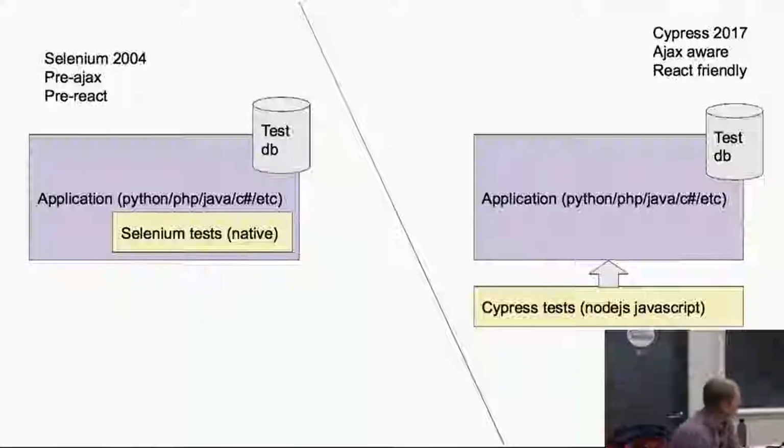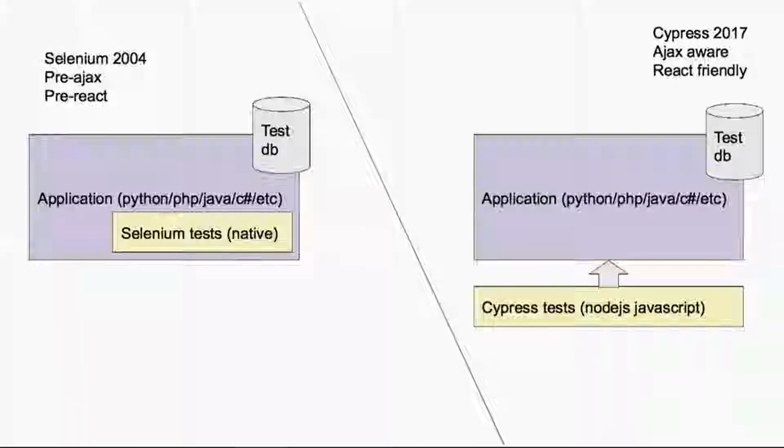Cypress is different. In Cypress, your application is just there, and Cypress is another part of your code, but it's not integrated. It's separated. So that's important to remember. So you have no Python version of Cypress, because Cypress is just a JavaScript thing that lives on its own.